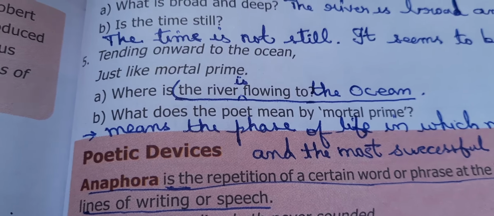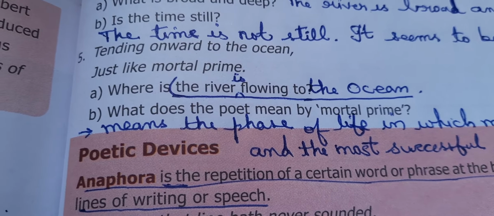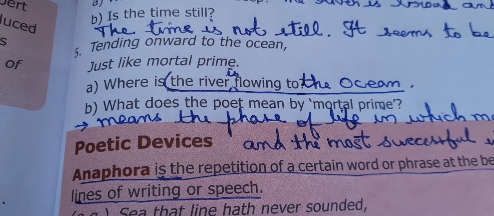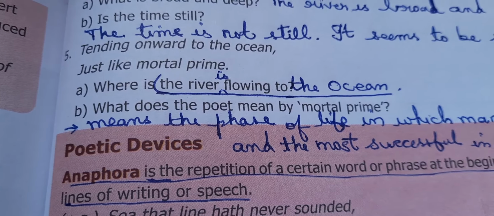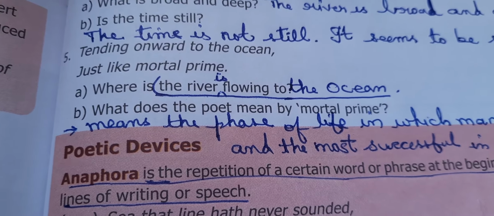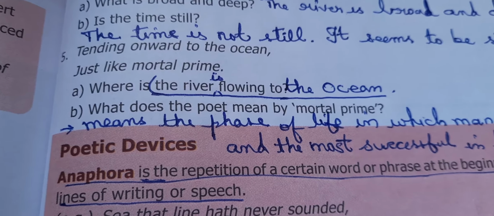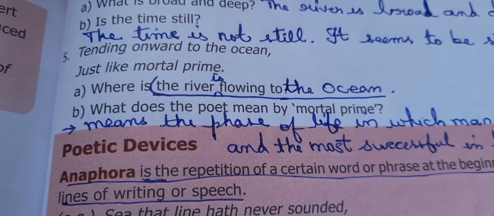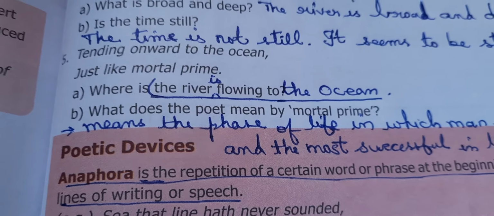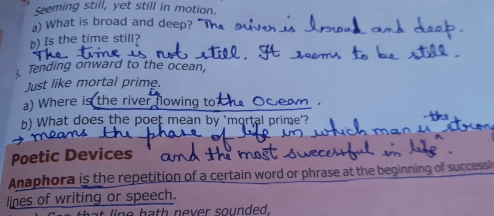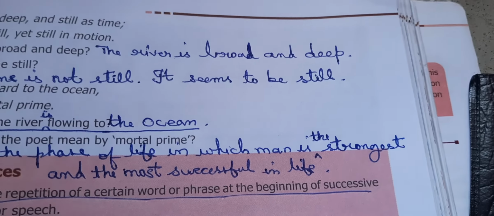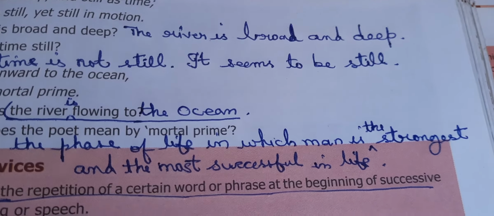Fifth one, tending onwards to the ocean, just like mortal prime. Where is the river flowing to? The river is flowing to the ocean. What does the poet mean by mortal prime? Mortal prime means the phase of life in which man is the strongest and the most successful in life.